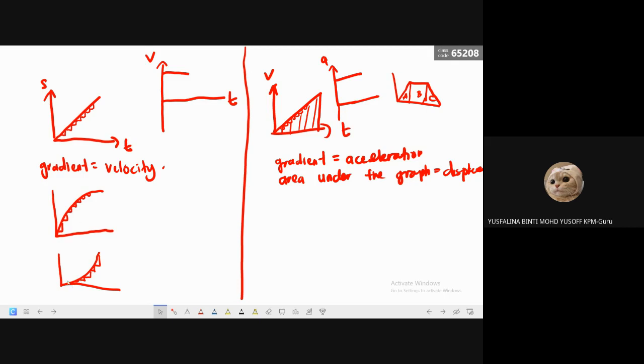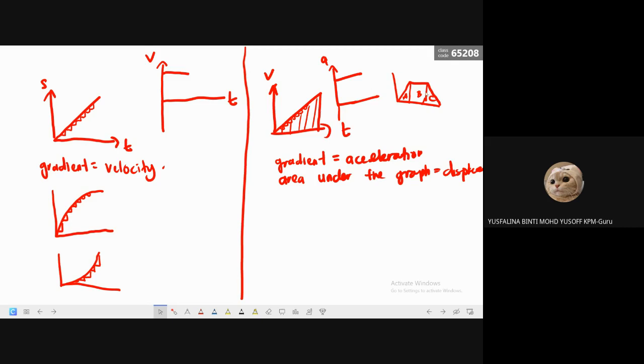If your graph, let's say this is a graph of v against t, the size of the triangle becomes bigger, right? That means the gradient is bigger, so the acceleration is increasing. So your graph will go up like that. At the end of the graph, you have to see.